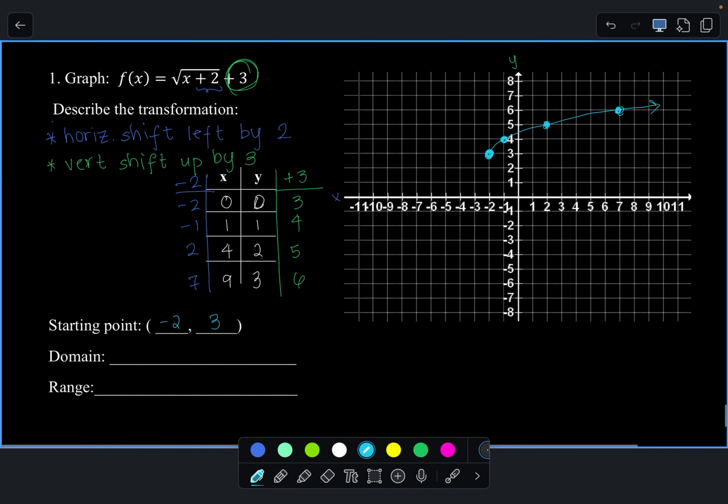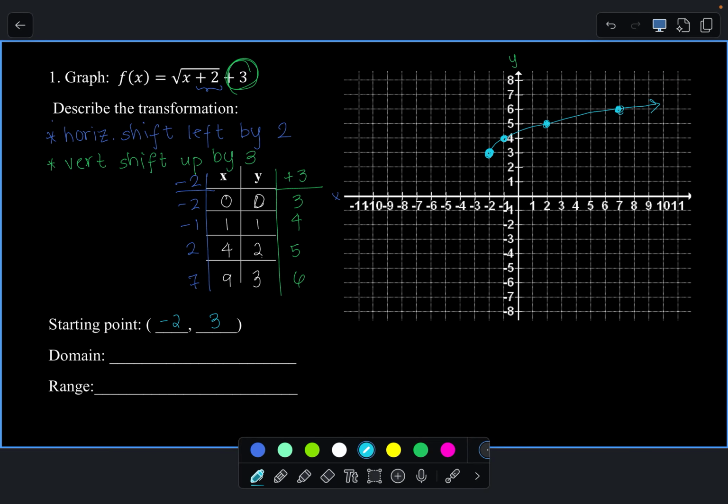So your new domain is now negative 2. Put a bracket around it, and it takes off to positive infinity. And your range, it's as low as positive 3. Put a bracket around it, and takes off to positive infinity along the y-axis.